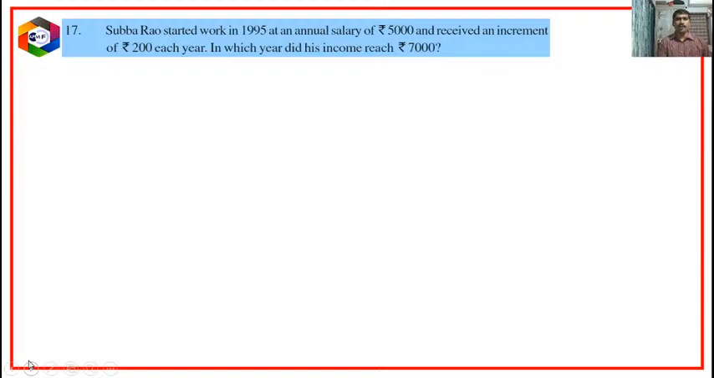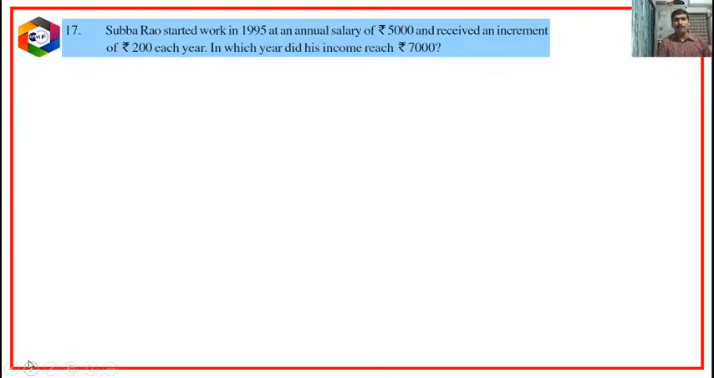Subbarao started work in 1995 at an annual salary of 5,000 and received an increment of 200 each year. In which year did his income reach 7,000? It is actually a simple question. So he started work in 1995 with an annual salary of 5,000, so 5,000 salary annually, and received an increment of 200 each and every year.